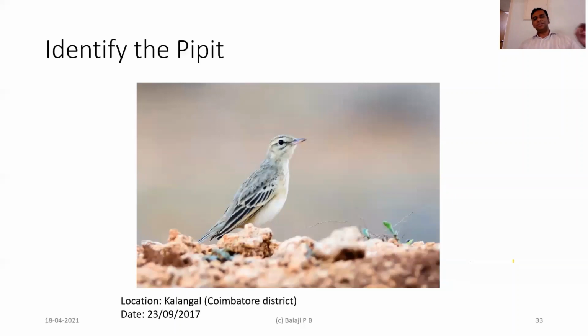Okay. So next picture for identification. The location of this photograph is Kalangal, which is a very famous birding hotspot in Coimbatore district, about 30 kilometers from Coimbatore. And the date of the picture is 23rd September 2017.